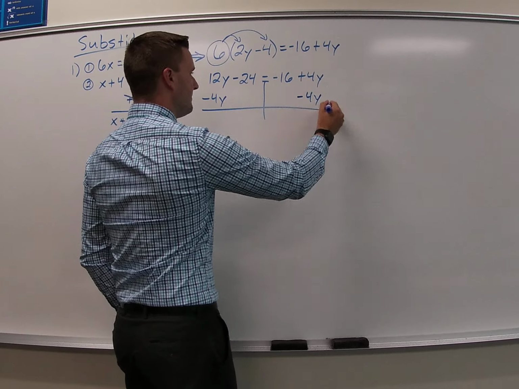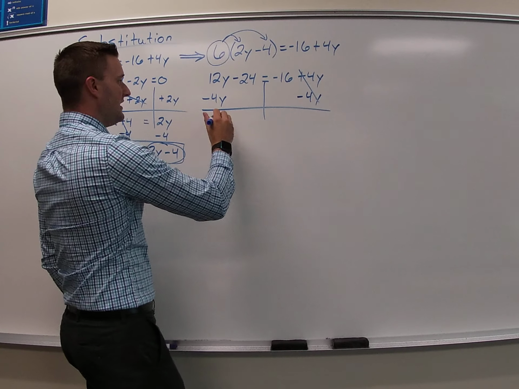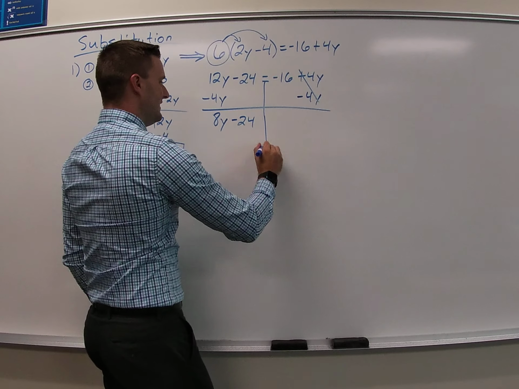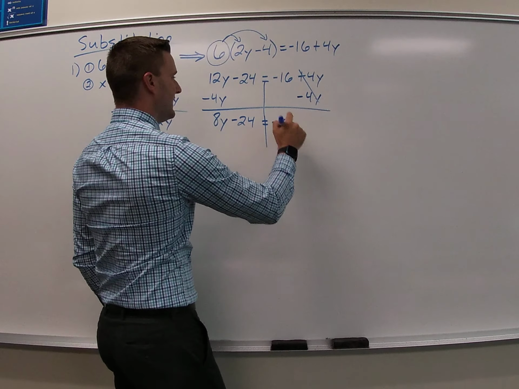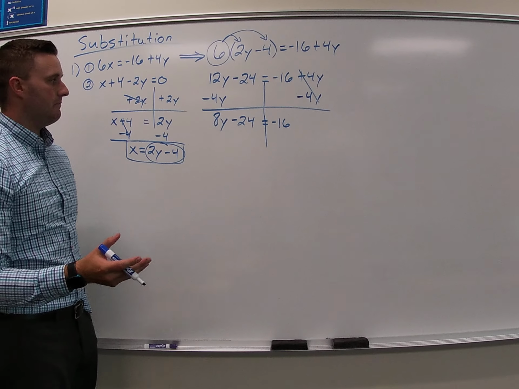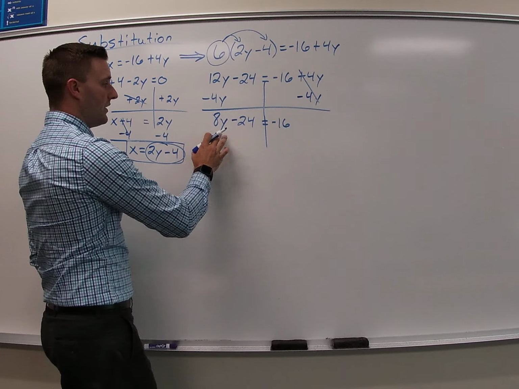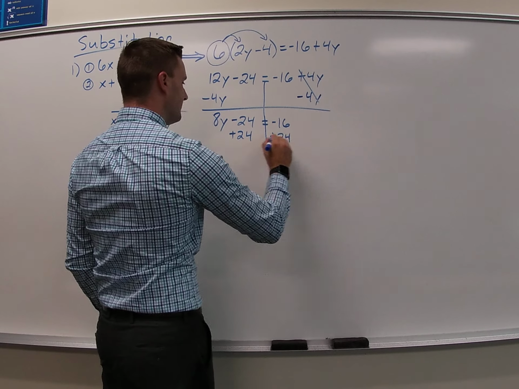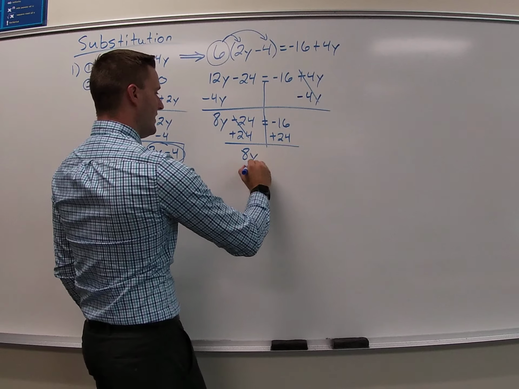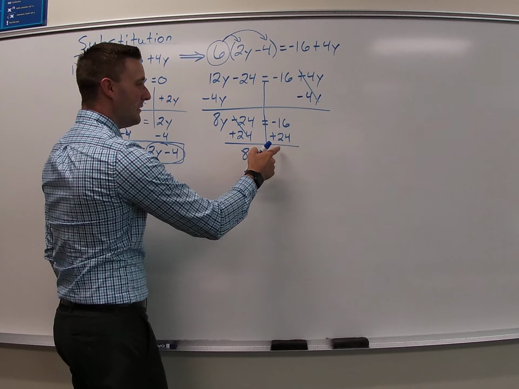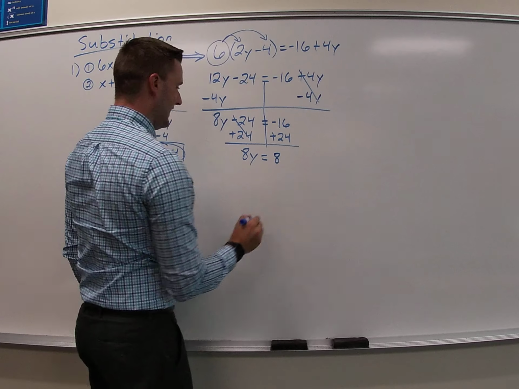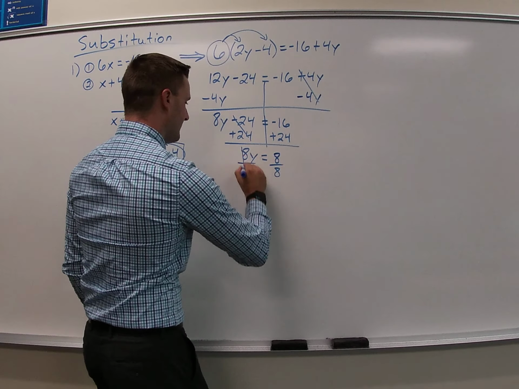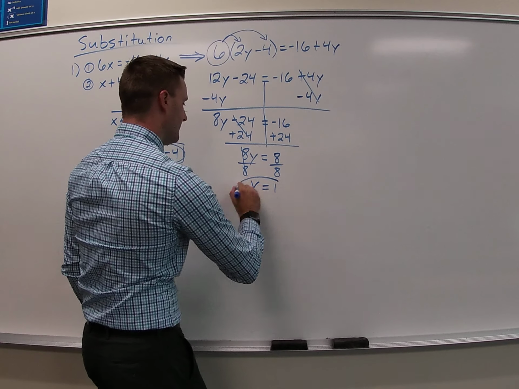Remember, those are like terms. Those are gone. But 12y minus 4y gives me an 8y. Minus 24 just drops straight down. And this is equal to this negative 16 that I didn't do anything with over on the right-hand side. From here, we want to get y by itself. So we're going to add 24 to both sides. So I'm left with 8y equals a negative 16 plus 24, which is a positive 8. Now I'm going to divide both sides by 8. So once I do that, I would get that y equals 1.